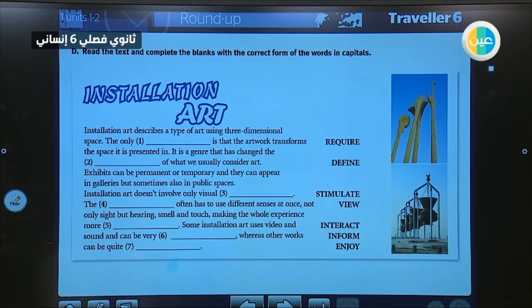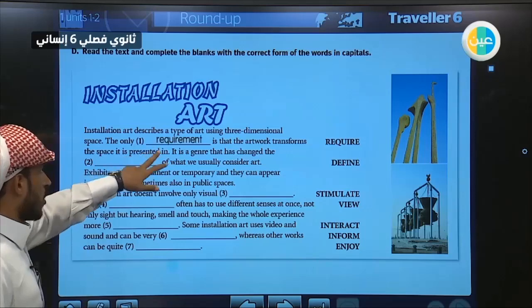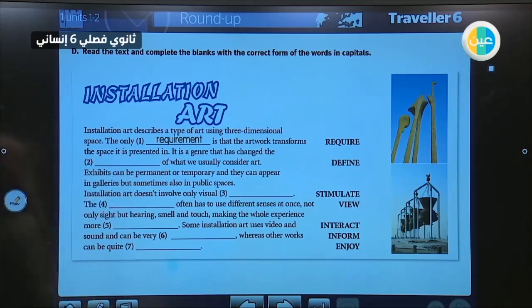Installation art describes a type of art using three-dimensional space. The only requirement is that the artwork transforms the space it is presented in. The only, we add here MENT, so it becomes the only requirement, meaning the only thing that is needed from the person or thing.